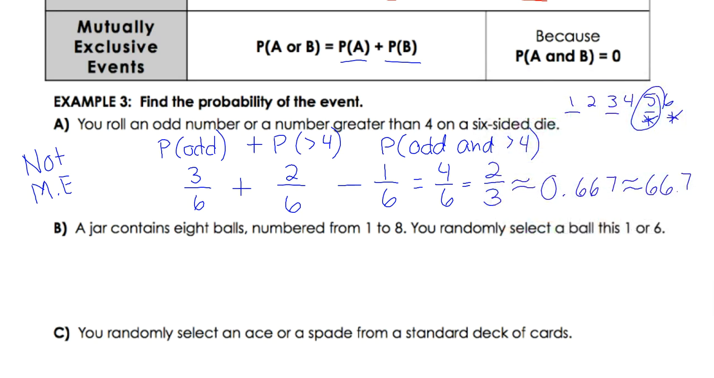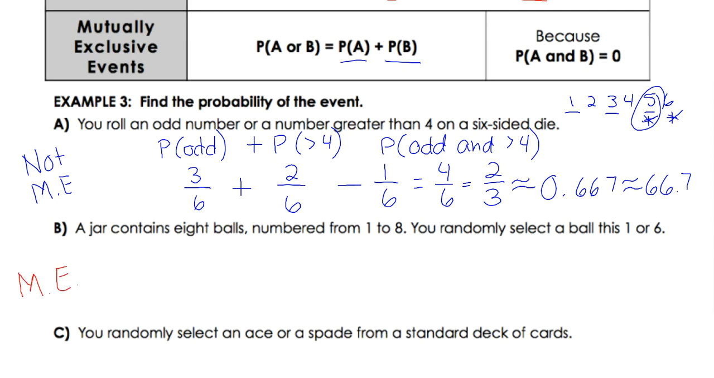Okay, let's look at B now. A jar contains 8 balls, numbered from 1 to 8. You randomly select a ball that is 1 or 6. So if I pick one ball out of this jar, can I pick a ball that has both 1 and 6 on it? In this case, we can't. They're each numbered with one number only. So I can't pick a 1 and a 6 at the same time. So these would be mutually exclusive events.